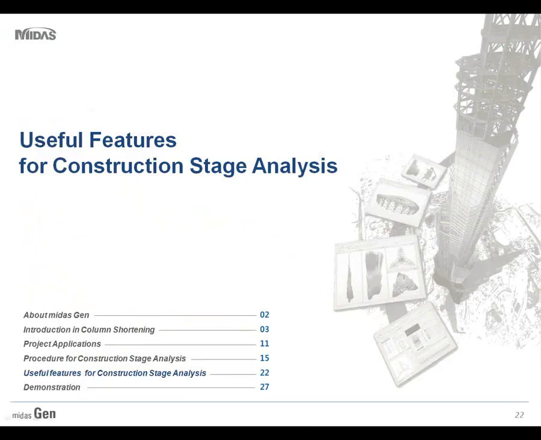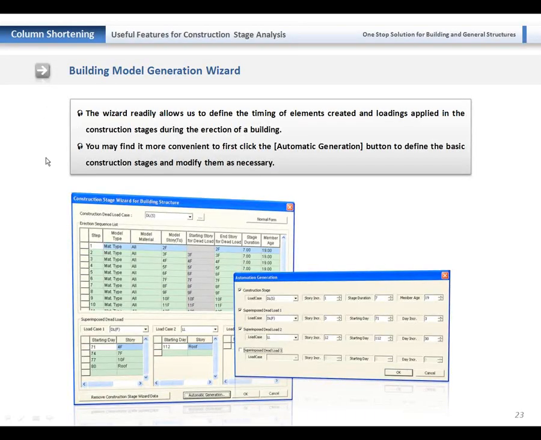Then, I would like to explain some other useful features for the construction stage analysis. First of all, MIDAS Gen provides the building generation wizard for the construction stage. So using this wizard, by simply specifying the load case, story incremental duration, and member age, the program can automatically consider all the stages and then the stage data will be generated. So for this, we will also check it during the demonstration.